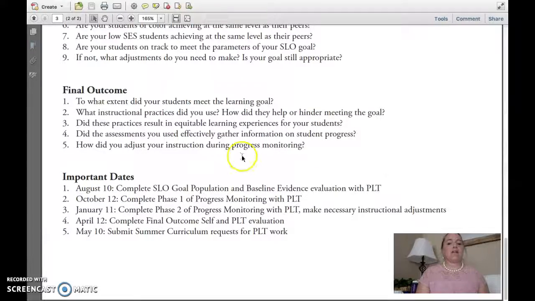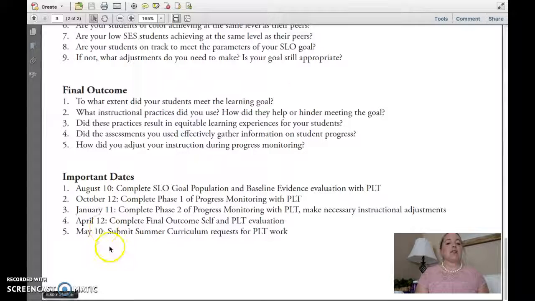I also included the final outcome questions, which they wouldn't answer until April, but which would be part of the data collection process. Again, they'd be collecting in a more formal location and processing the data in different charts that we would be able to access.